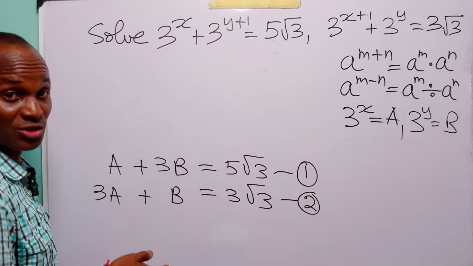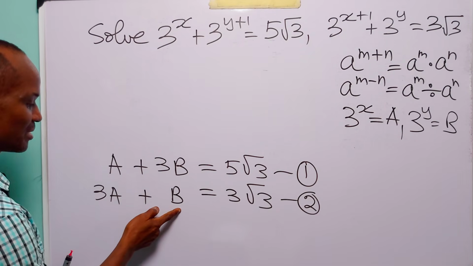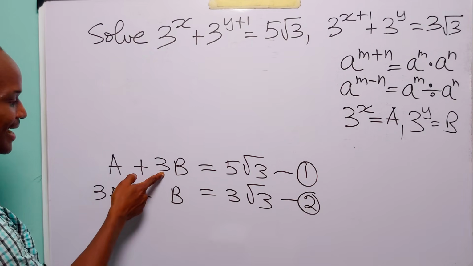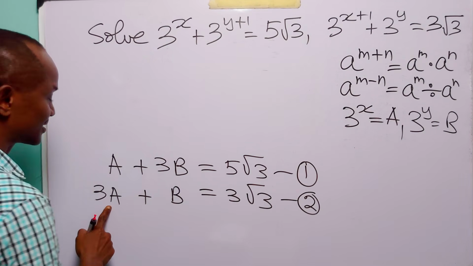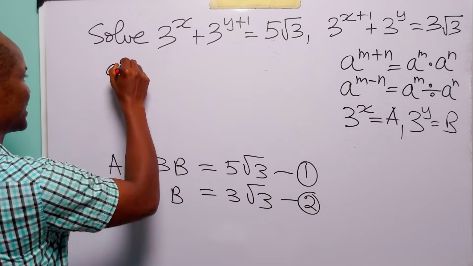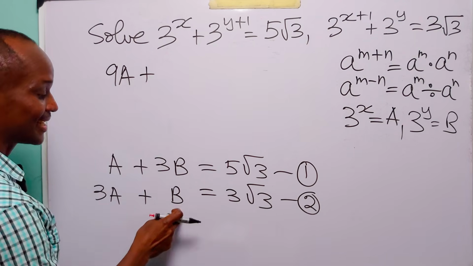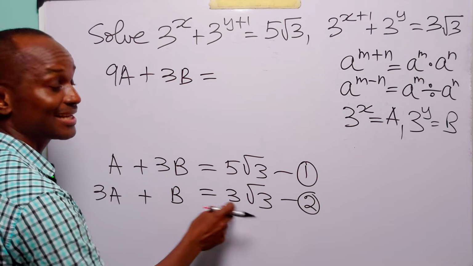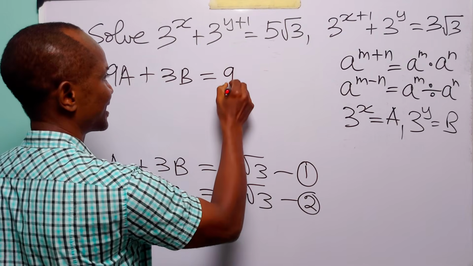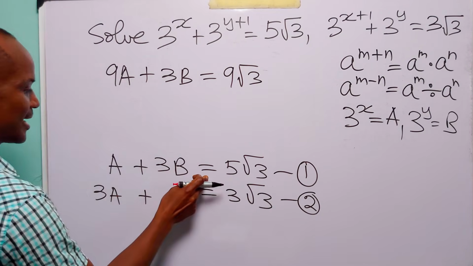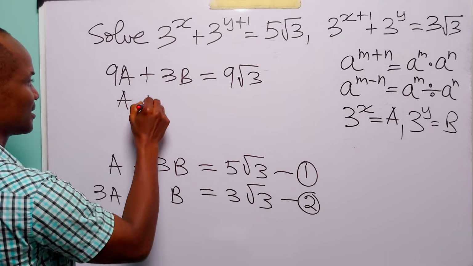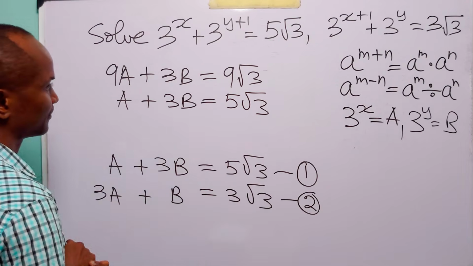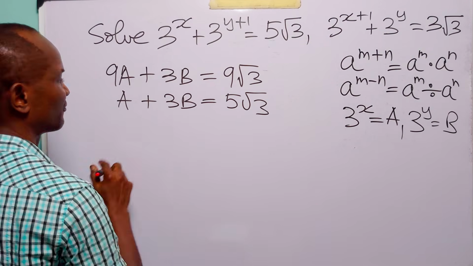Now, to solve these two equations, we are going to start by eliminating b. And of course, you know that to do this, we will multiply through this whole second equation by 3. So when we do that, we have 3 times 3a is going to give us 9a plus 3 times b is going to give us 3b. And this is equal to 3 times 3 root 3 is going to give us 9 root 3. And then we have the first equation. This is a plus 3b is equal to 5 root 3. Now let us subtract this second equation from the first one.